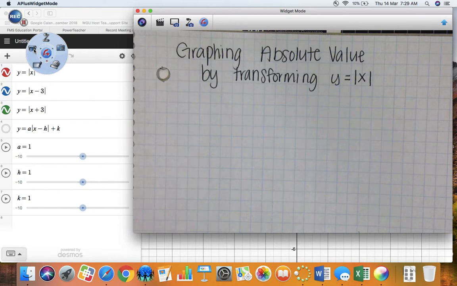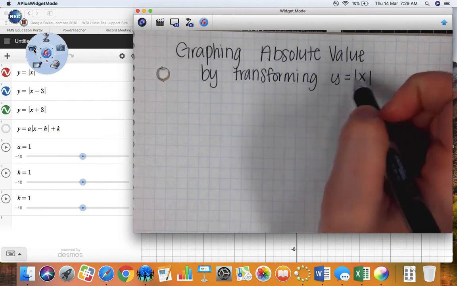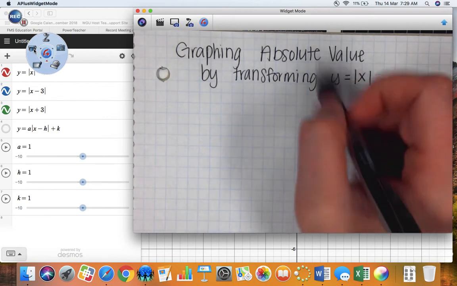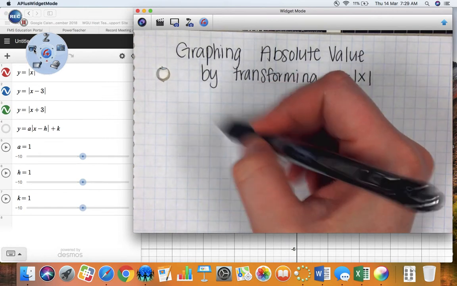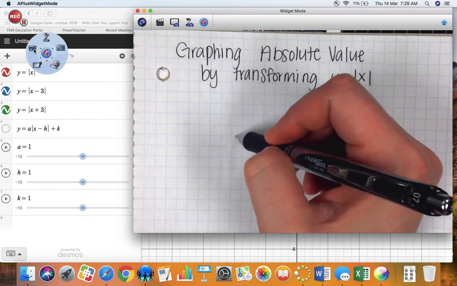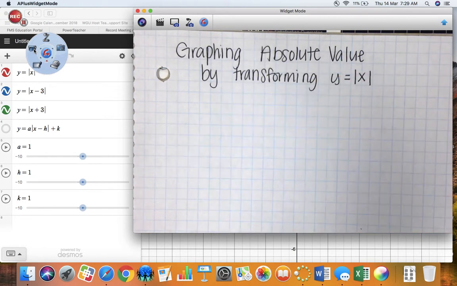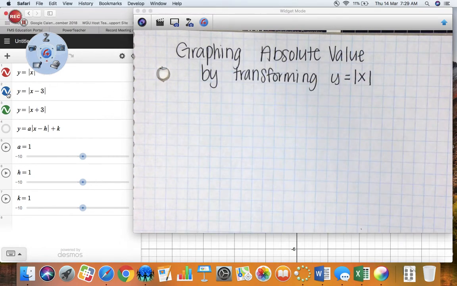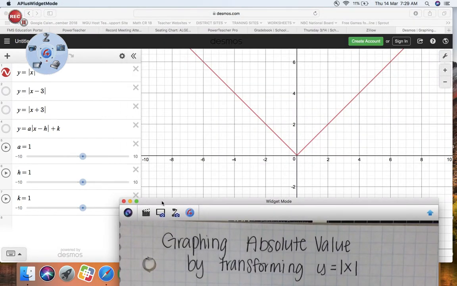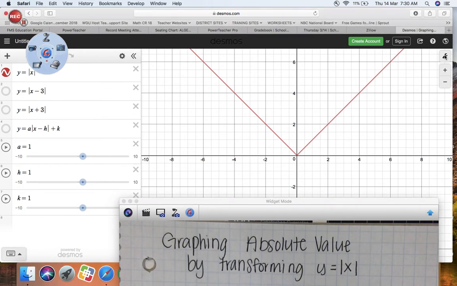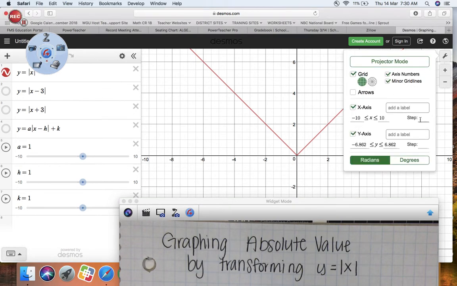Graphing absolute value by transforming y equals the absolute value of x. So we're just going to be transforming the absolute value. Remember, the absolute value is the V-shaped graph. Remember, the parent function looks like this. I'm going to change a few settings on the graph just so that you can see it all.